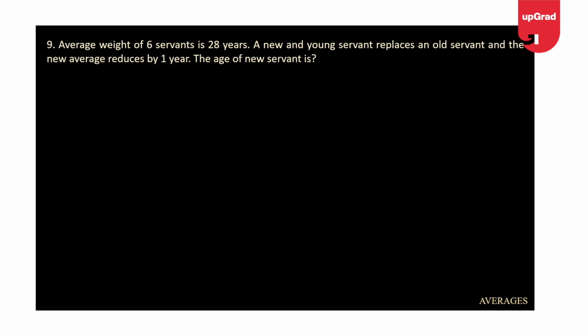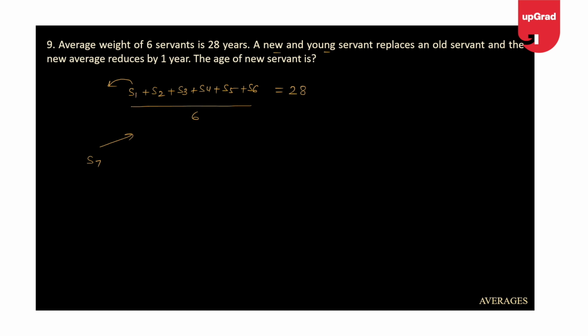Once again, the average weight of 6 servants is 28 years. So let's say this is servant 1, servant 2, 3, 4, 5 and 6. Their average weight is 28, and since it is an average I have to divide by 6. Now again, a conventional method. A new and young servant replaces one old servant. So let's suppose S1 goes off and S7 joins. S7 is a younger one.